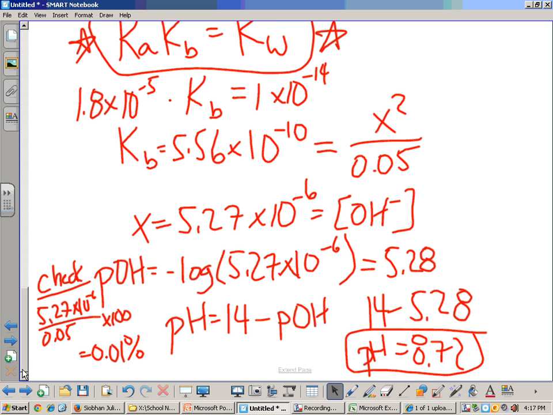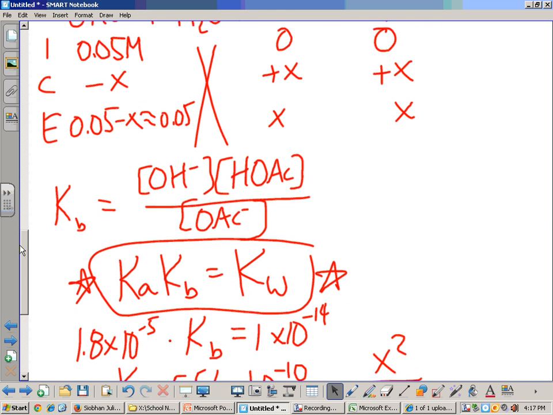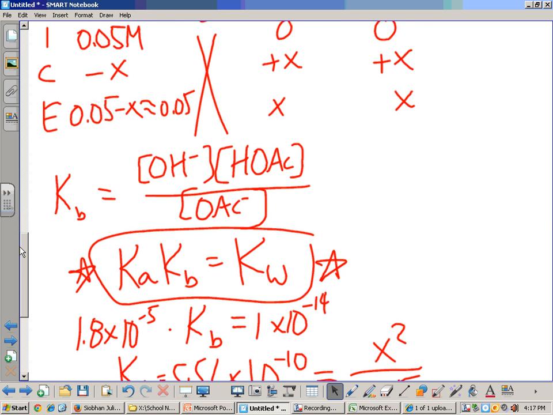Where students tend to run amok, honestly, couple areas. First of all, this right here, forgetting this. That's huge. If I give you Ka, you also have Kb. If you need Kb, as we did in this case, no big whoop, take Ka and get Kb.